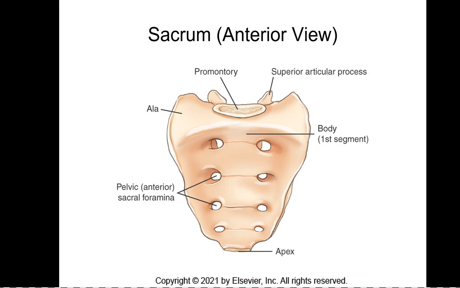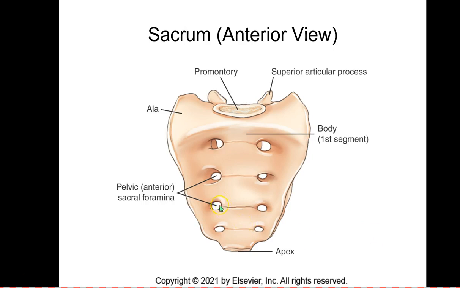The sacrum apex reminds me a lot of the patella. The apex is the pointy part pointing downward. Four sets of pelvic sacral foramina transmit nerves and blood vessels, and you'll see that here. Again, nerves and blood vessels come through those foramina. These are similar to the intervertebral foramina that we see in the upper parts of the spine.